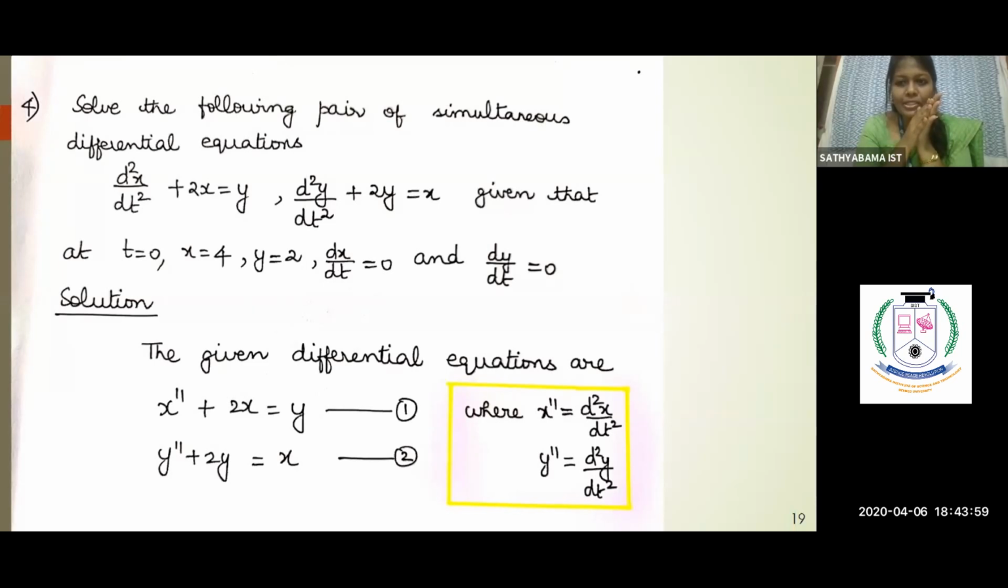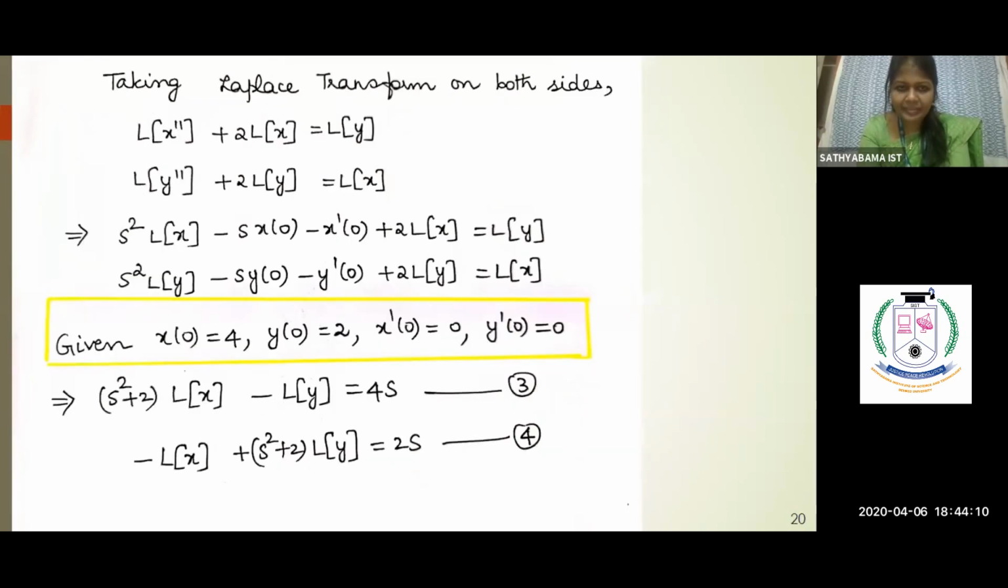You tell me what is step 2. We're going to apply Laplace transform on both sides. So that's step 2. Let's go to the next page. We're going to apply Laplace transform. So what will you get? L of x double dash plus 2 into L of x is equal to L of y.